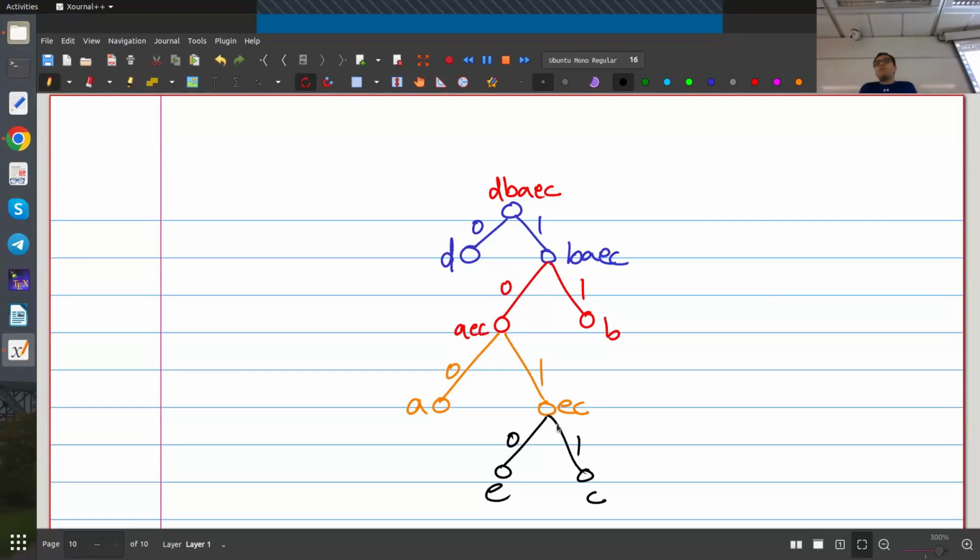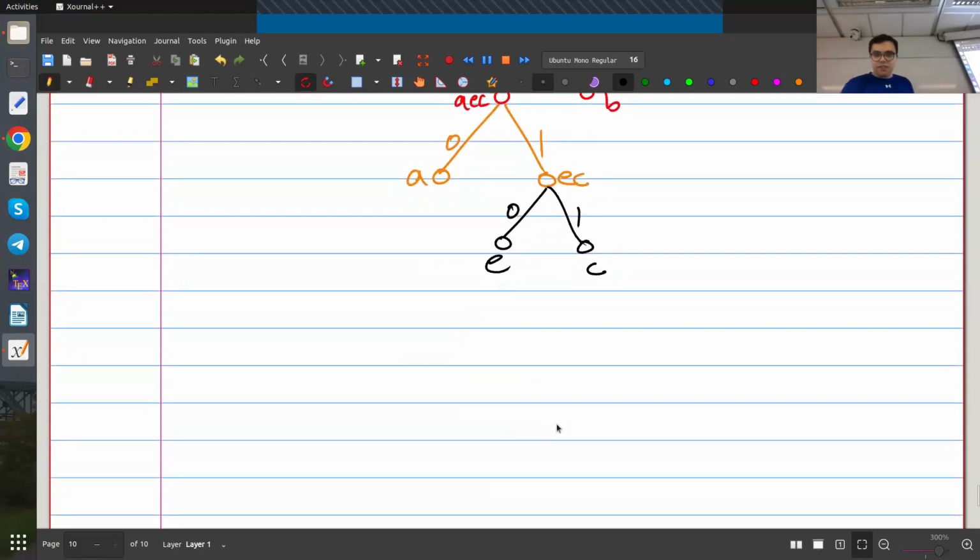But this doesn't prove anything. This just proves that with this particular tree, I have an optimal assignment of letters to leaves, right? But maybe someone else can give me another tree looking completely different than this one. And maybe that tree has a smaller cost than this. So I have to prove that that never happens. I have to prove that this tree always has the optimal cost. So this is my proof of correctness.